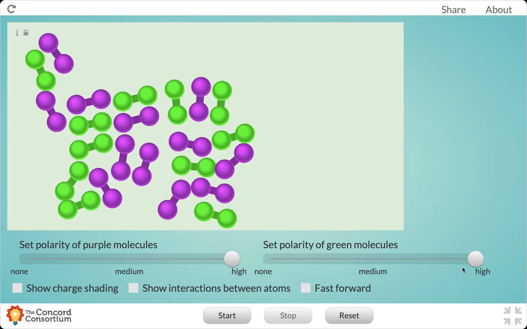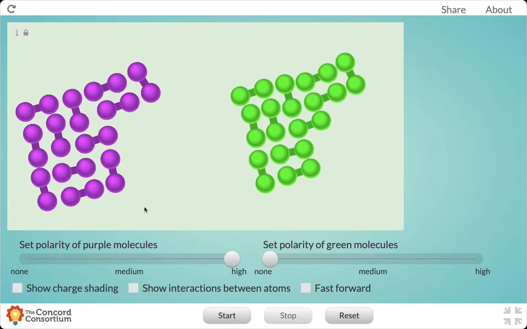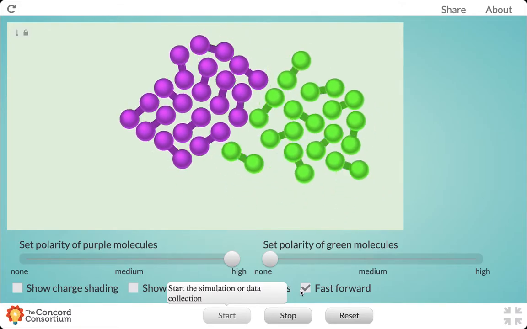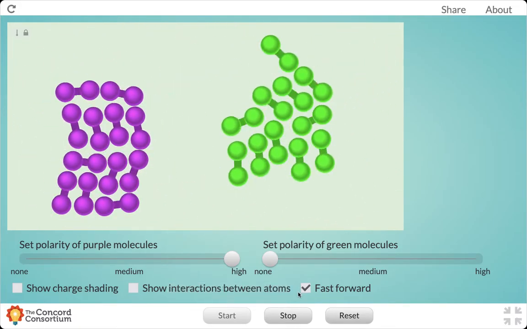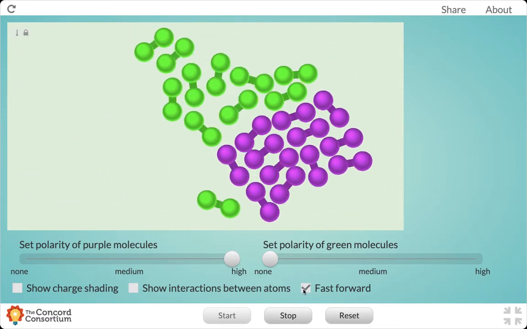Again, I will redo that so that the green ones are nonpolar and the purple ones are very polar. They are unlike each other. And if I fast forward here, see, they really don't mix a whole lot. They stay clumped with their own kind when they're not alike.